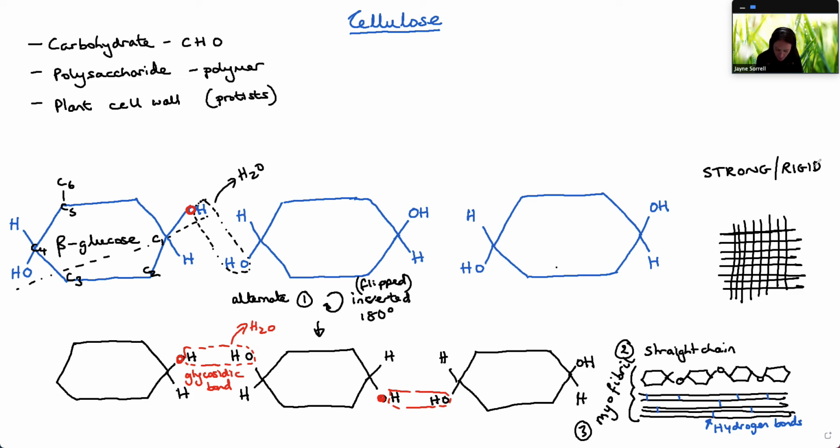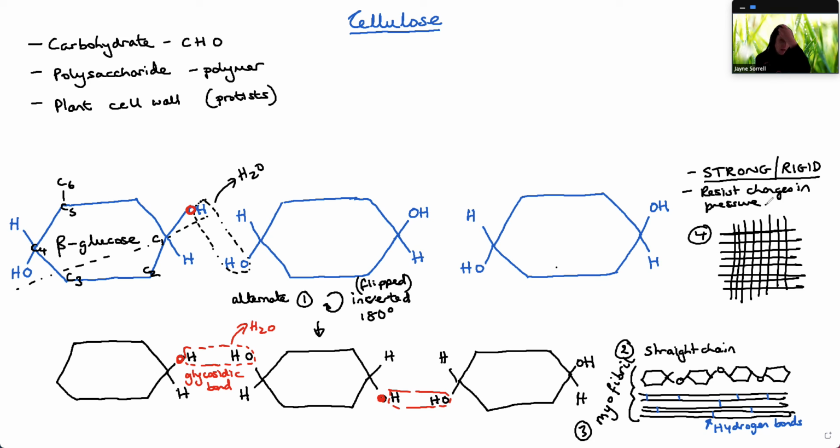And that alternate ones flipped, the straight chains joining together to form the myofibrils held by hydrogen bonds, and then the myofibrils lining up at 90 degrees to each other, is what allows it to have its very strong, rigid function. And that allows the cell to resist changes in pressure.